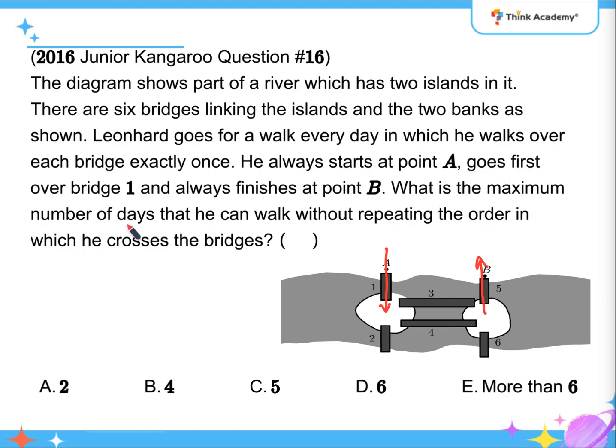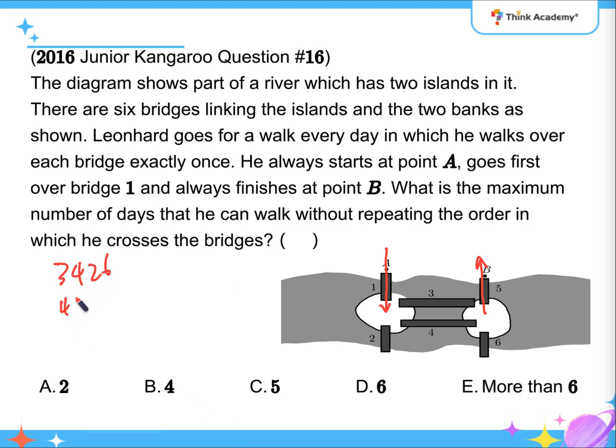What is the maximum number of days he can walk without repeating the order? It means how many ways can he travel with different orders across all the bridges. So the first way is going to be 3, 4, 2, 6. And of course, 4, 3, 2, 6 is also an option.